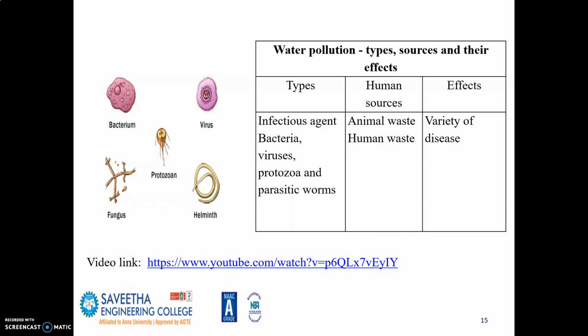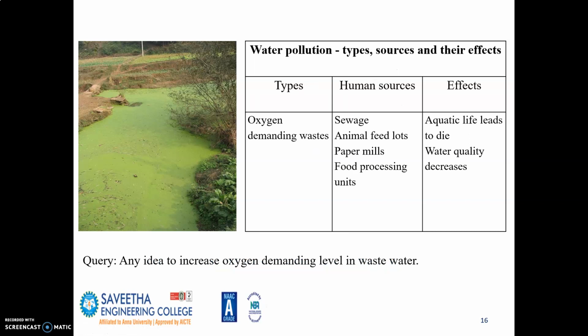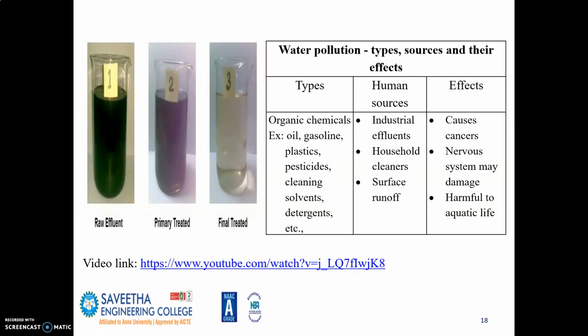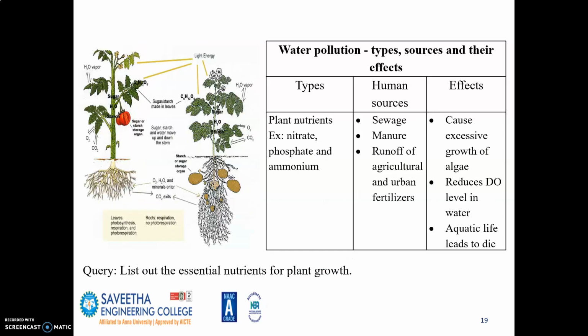Now, water pollution types, sources, and their effects. The major effects associated with water pollution are bacterial infection, viruses, parasitic blooms, and so on. Other types are oxygen-demanding wastes from human sources, such as sewage, animal food loss, paper mills, and food processing units. Here we list some of the chemicals responsible for pollution: lead, arsenic, selenium, fluorine, and so on, and other types such as plastics, gasolines, cleaning solvents, detergents, etc. All these chemicals and metals are responsible for water pollution.